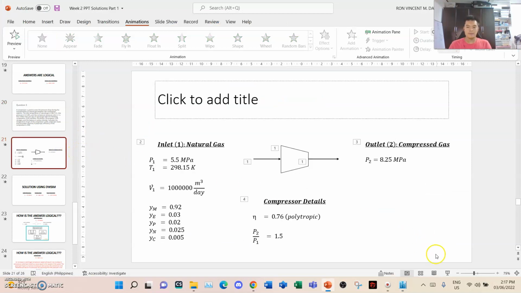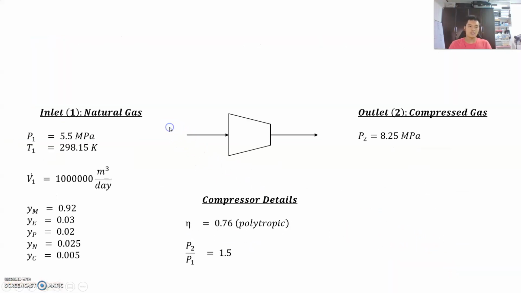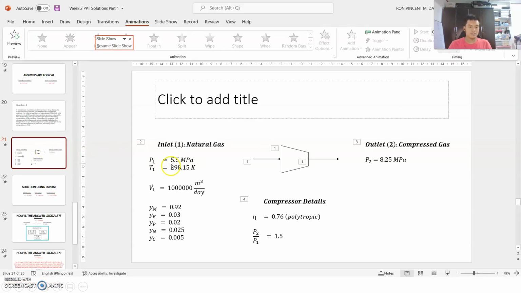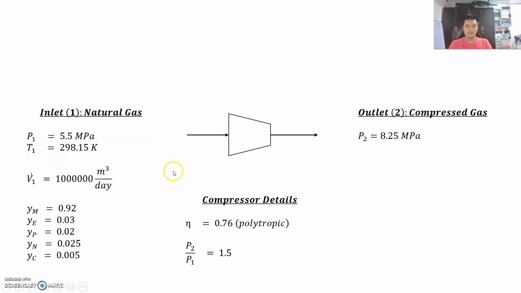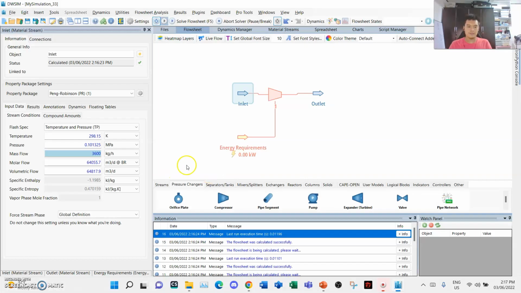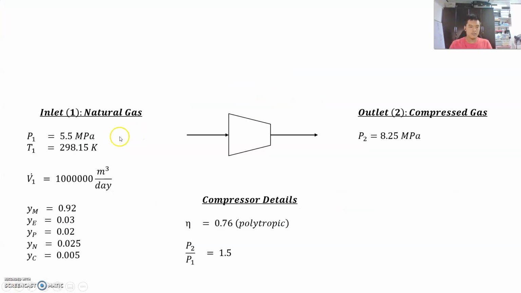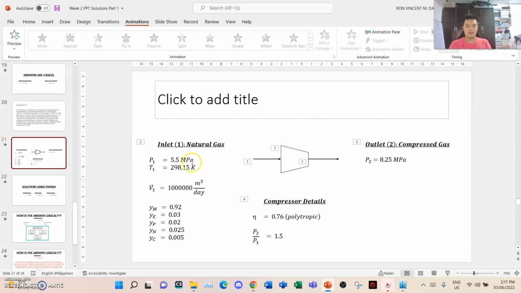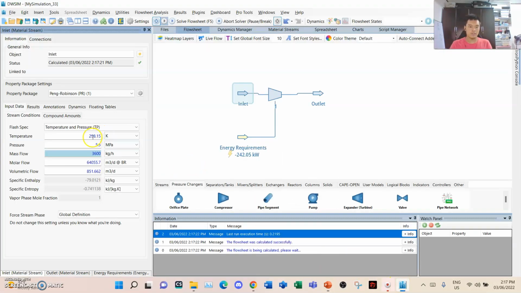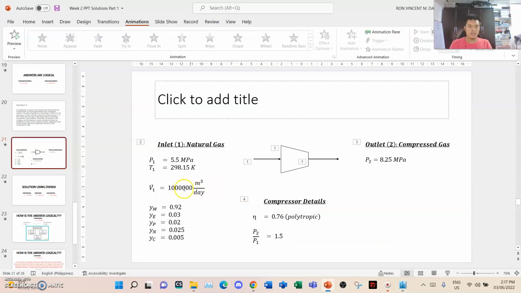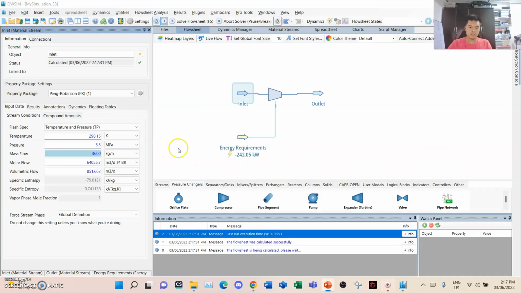So going to the diagram, our inlet natural gas is 5.5 megapascal. Then an inlet temperature of 298.15 Kelvin. Then an inlet volumetric flow rate of 1 million cubic meters per day. So 1 and 6 zeros.